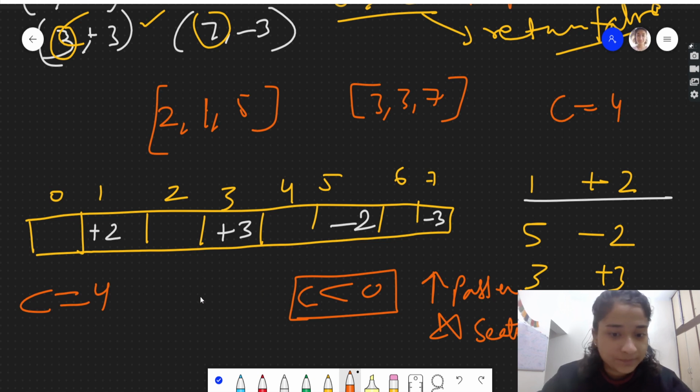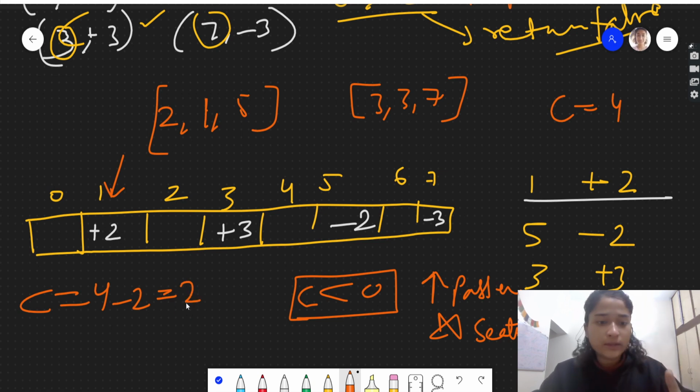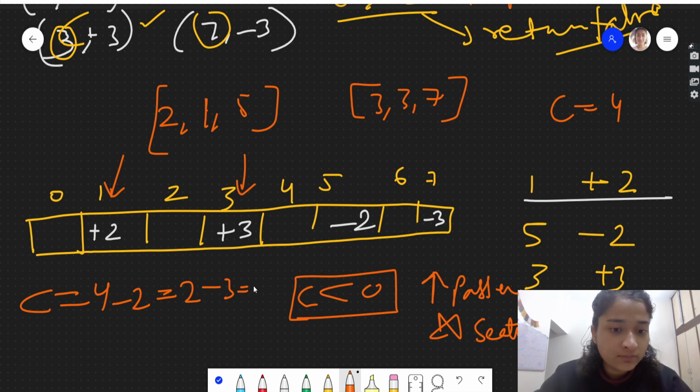Let's see how. Capacity is 4 initially. We come over here. We do 4 minus 2 because we are adding 2 passengers over here. So capacity will reduce to 2 because 2 passengers are added in the car. So the rest of the capacity is 2. Now we go here. We see, okay, we are again adding 3 passengers. So total capacity now of the car will become, just subtract this value, it becomes minus 1.